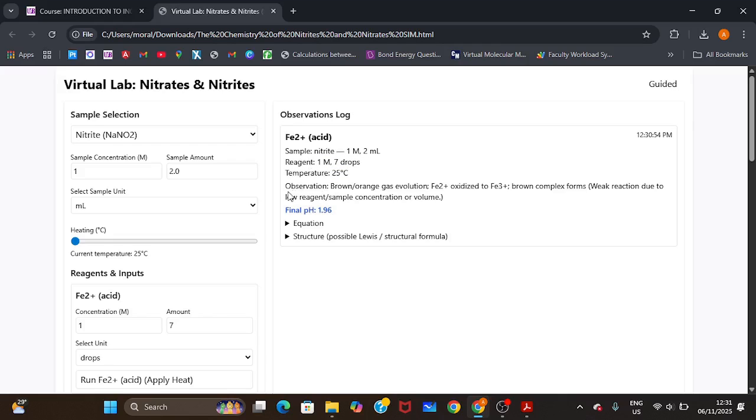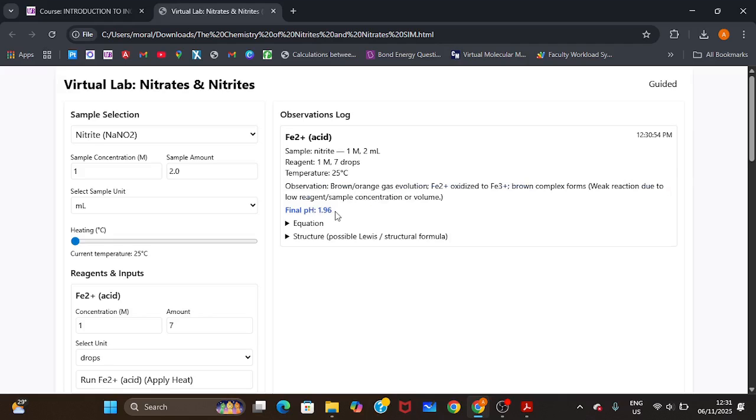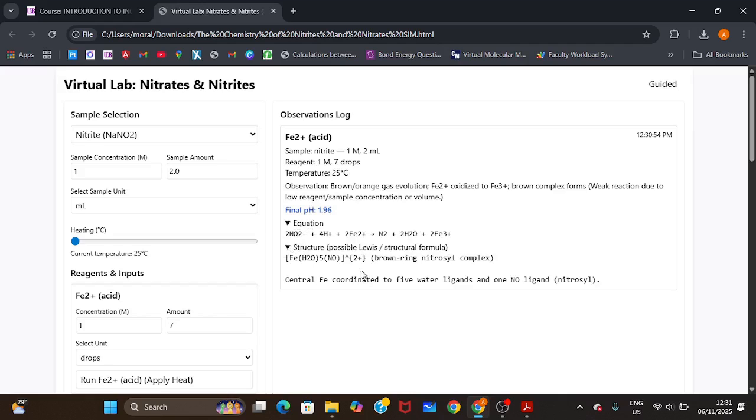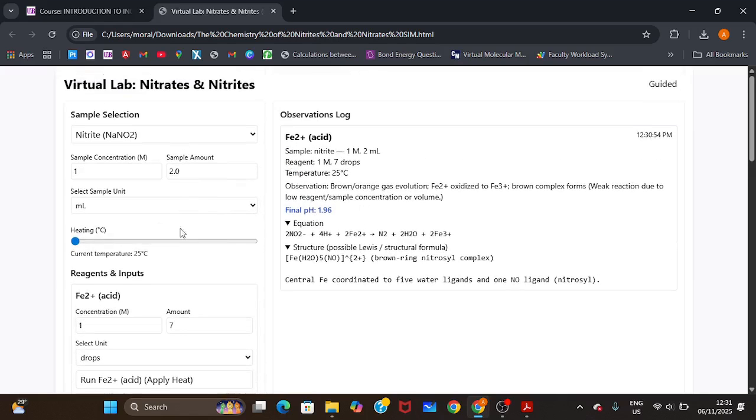Okay, and as you guys can see, you have your observations, and then you have the overall pH, which was, a few calculations had to be done to more or less determine the pH. And of course, most importantly, you have your equations and a possible structure if any particular product forms. Okay, so basically this covers what you guys need to do.